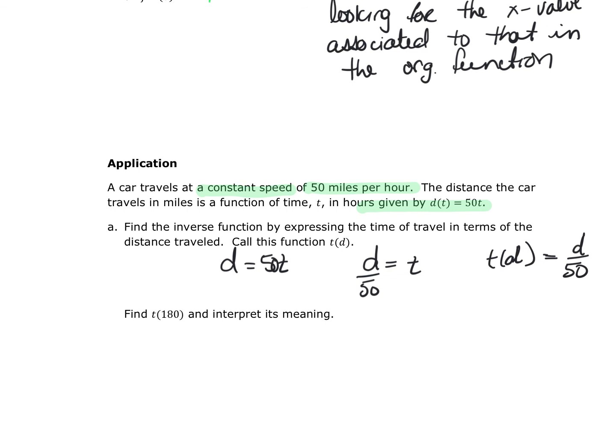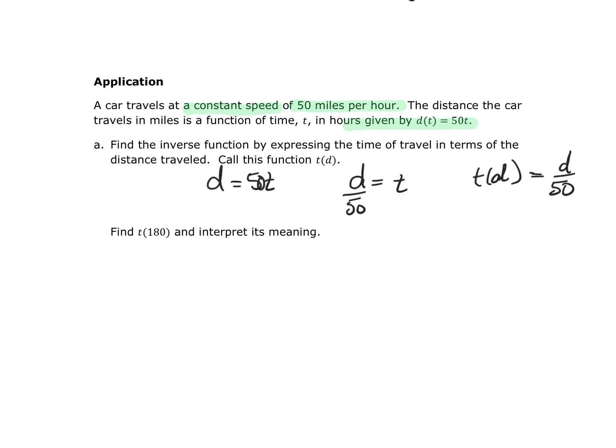So we're asked to find t of 180. t of 180, what is that? Is that the distance traveled, or is that the time? Which am I going to put that in? Well, the way it's written is that I have the distance, right? I have the distance of 180. How long did it take me? How long will it take me if I am going at 50 miles per hour? So t of 180 is going to be 180 divided by 50. And this is going to tell me how long it's going to take me. So I have 180 divided by 50, which gives me 3.6 hours.